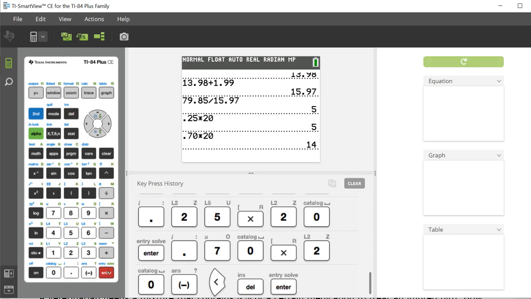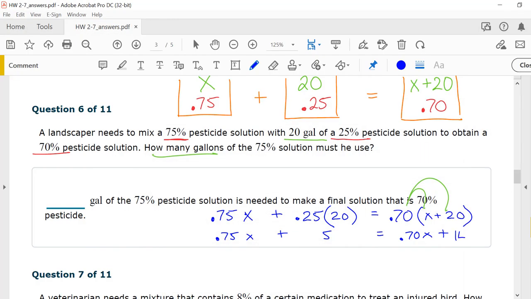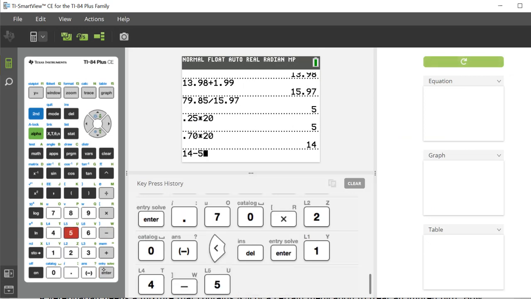Is 14. Okay. I'm going to subtract 5 from both sides. And I have 0.75x equals 0.70x plus, what is 14 minus 5? 9.